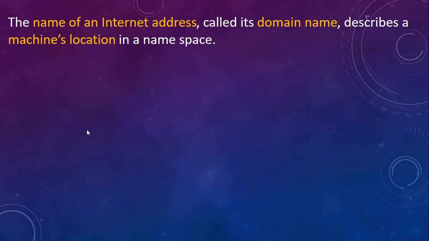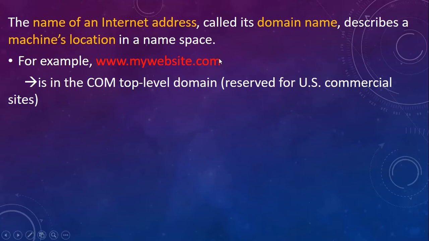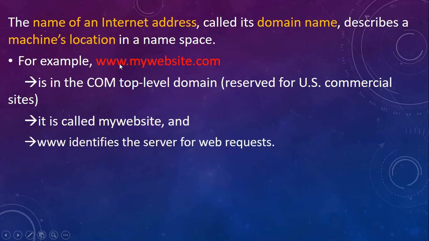The name of an internet address is called a domain name, and this domain name describes the machine's location in the namespace. For example, I have a website www.mywebsite.com. Here, .com is called the top level domain. It is basically reserved for US commercial sites. Com for commercial. So it's a top level domain. Then my website is basically the name, right? And www identifies the server for the web requests.